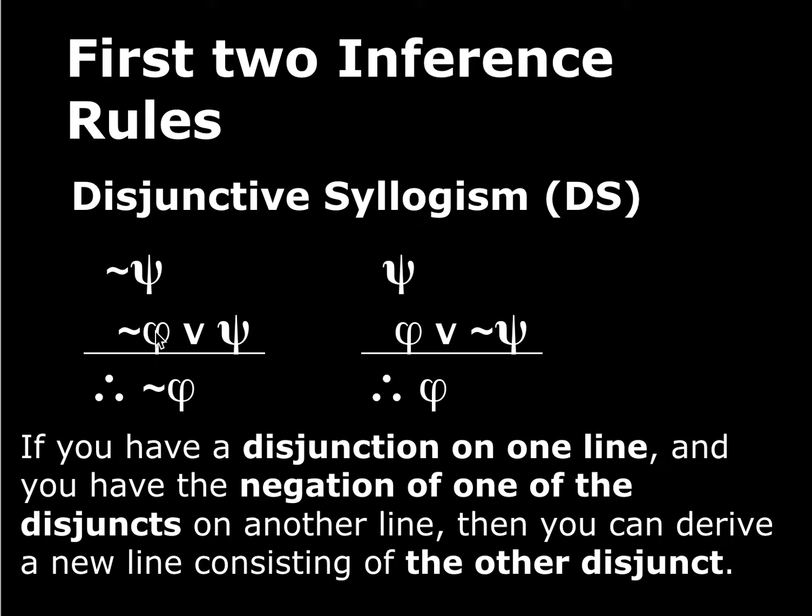Also, it doesn't have to be the case that the disjunction is above the negated disjunct. This could also work, right? I have a disjunction on a line, I have one of the disjuncts negated here, so I derive the other disjunct. Okay.